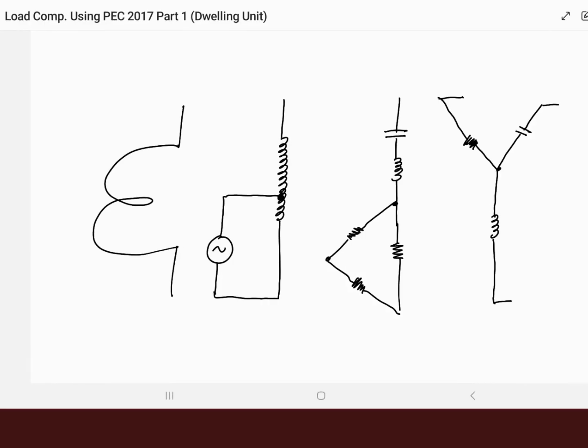Hello everyone, this is Eddie and I'm here to teach you how to compute loads using the Philippine Electrical Code 2017 standard for dwelling unit. But before we proceed to the computation, first we should familiarize this table from Philippine Electrical Code.